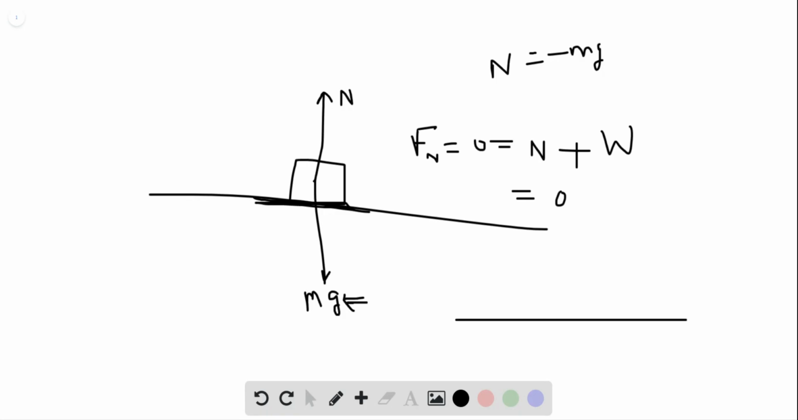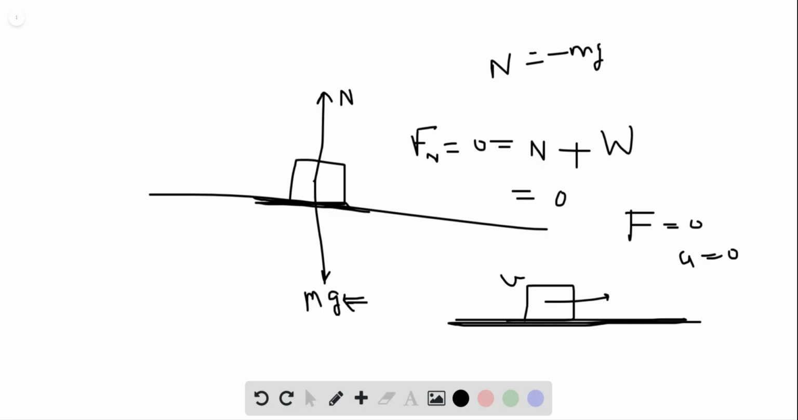Similarly, if some object is in constant motion, let's say on a frictionless surface, and there is no force acting upon it, then the acceleration of this object is 0. Then the velocity of the motion is constant. It means that the net force acting on the object is 0. So the vector sum of all the forces should be 0.